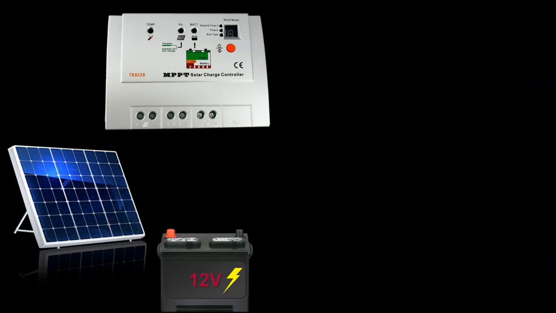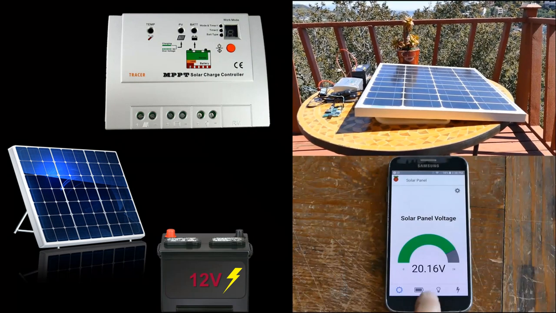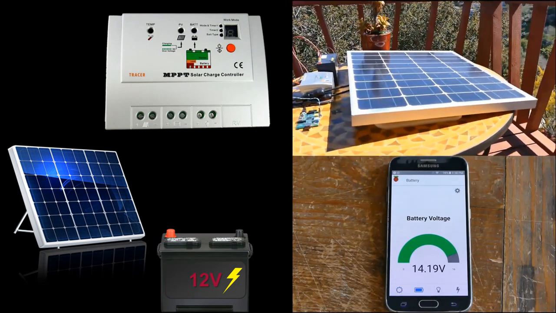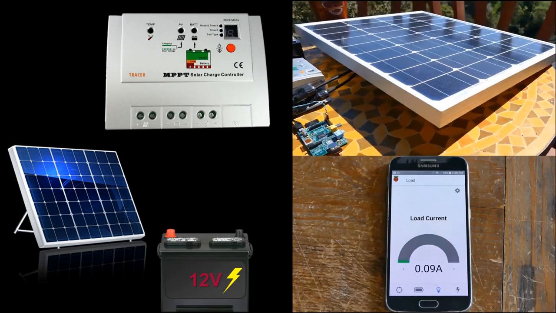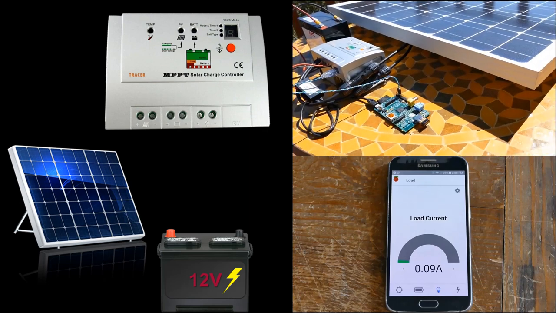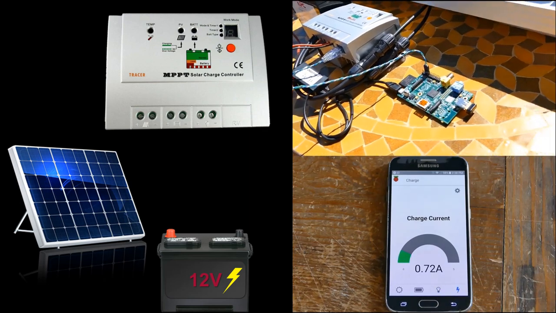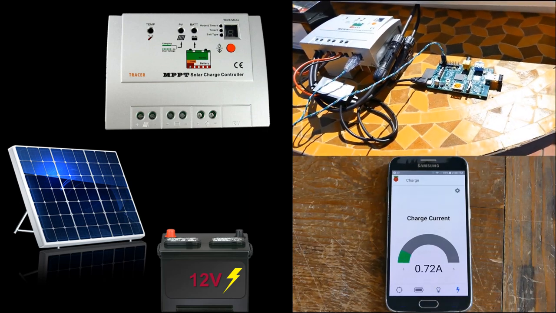I'll be using the solar panel and MPPT charge controller from my previous Raspberry Pi Solar Serial REST API tutorial. In that video, I used a Raspberry Pi to gather solar data and transmit it to a React Native app. This project will use an ESP32 instead and transmit data using MQTT to a home automation system.